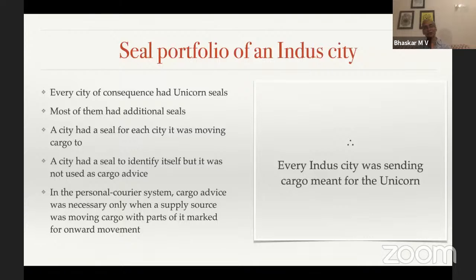In the personal courier system, cargo advice was necessary only when a supply source was moving cargo with parts of it marked for onward movement. Otherwise, I didn't have to. I'm carrying it, I'll just go deliver. I'll orally transact it, and I will carry back whatever I need based on oral transaction with me. And that's it. End of matter.